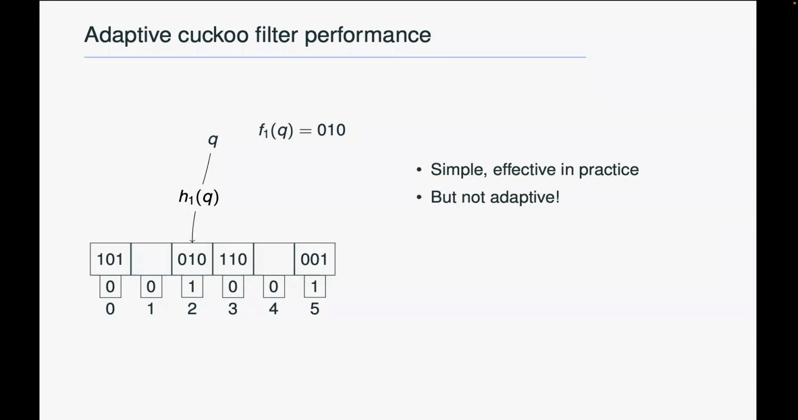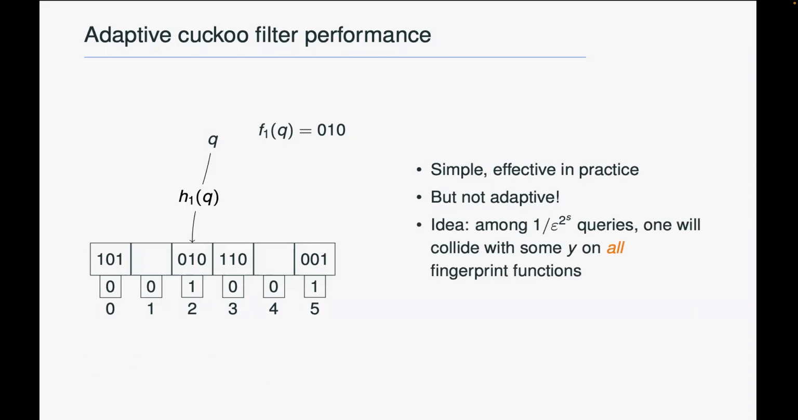But this is not adaptive. The proof for that is if I do 1 over epsilon to the 2 to the s queries, I will have some query that collides with some element on every single one of the fingerprints. So if I do this number of queries that doesn't depend on n, I'm going to have some queries that cannot be fixed using this algorithm, because for any hash selector bits, I'm still going to have a collision.